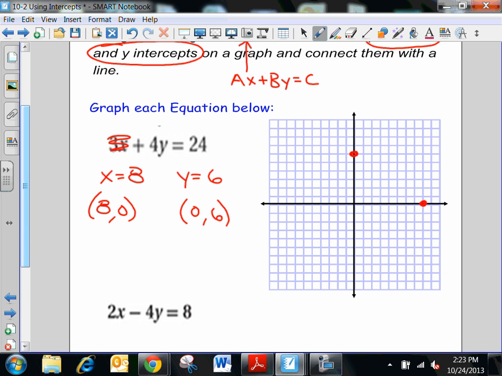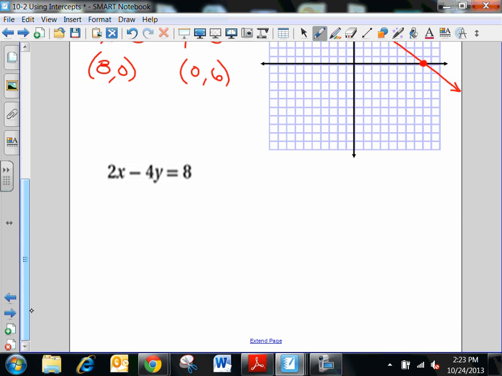And anytime that you have two dots, you can draw a line through those dots, and that would be the graph. That's it. That's all that you have to do, okay? So practice on this next one.